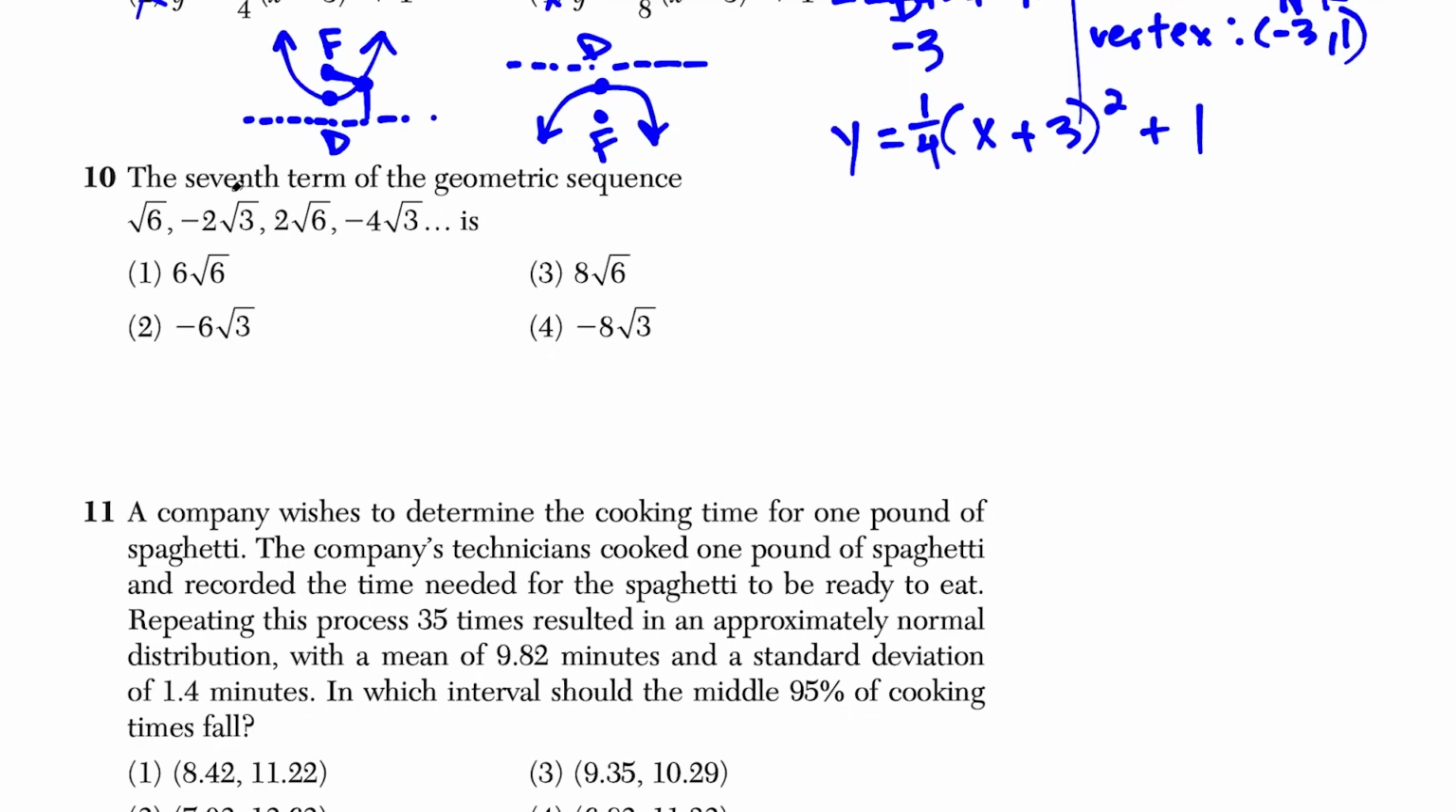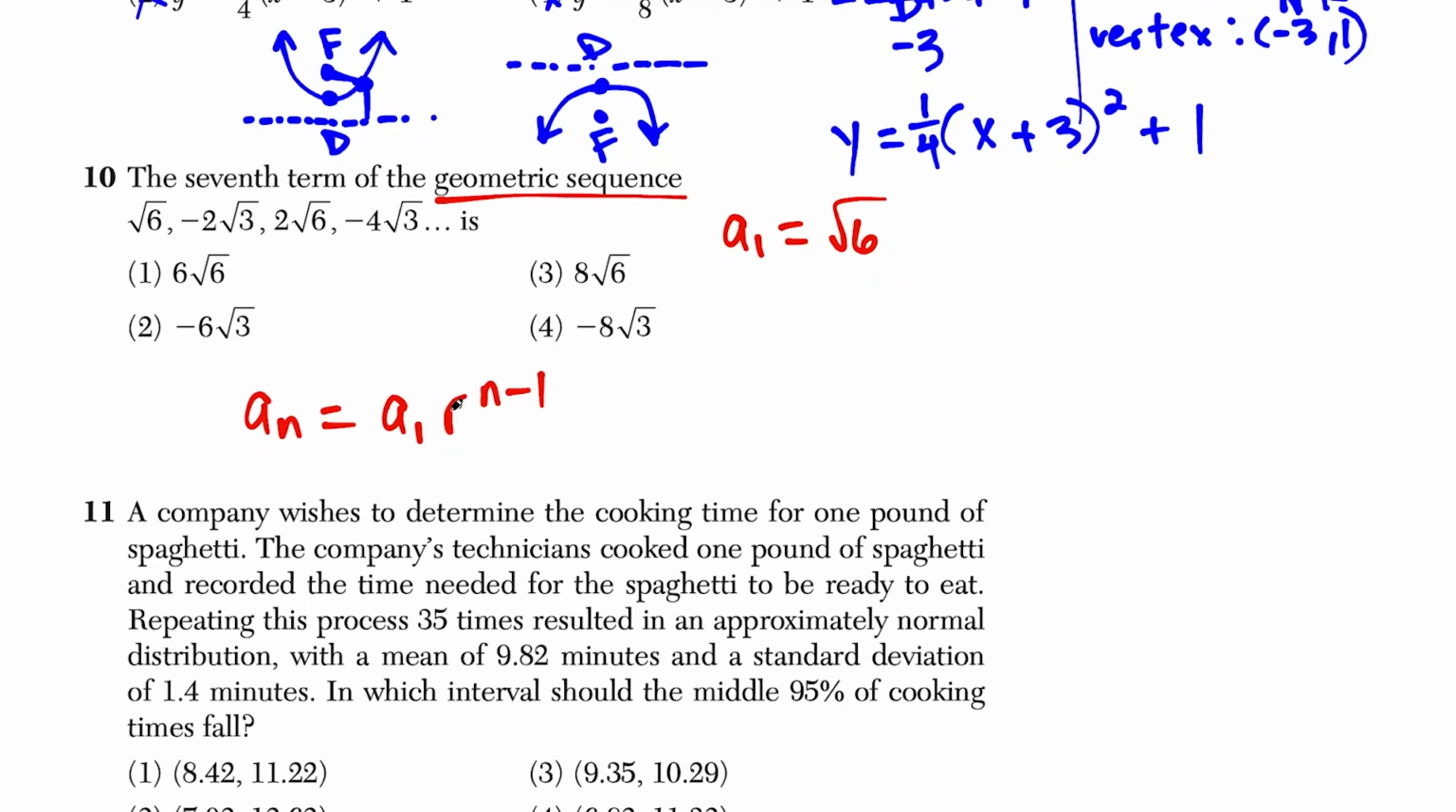Question 10, we want to find the 7th term of the geometric sequence given here. Now, if you go to the reference page, you can find the formula for a geometric sequence, and that's a sub n equals a1 times r to the n minus 1. So this is one of the formulas they give you on the back of the test. So a1 is just equal to the first term, and the first term here is square root 6.